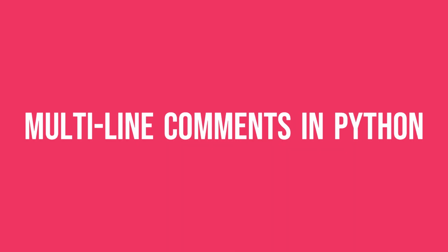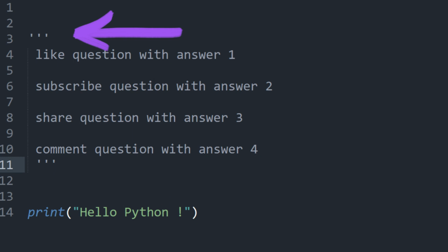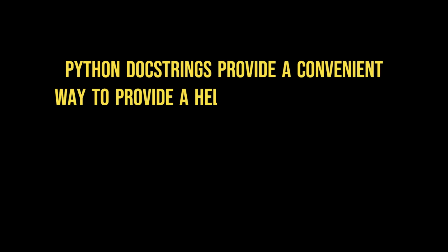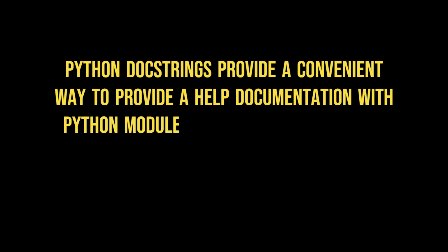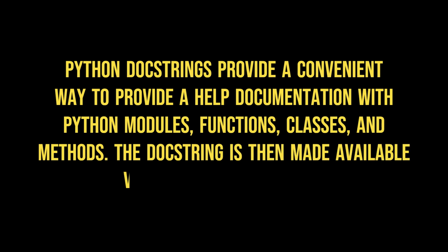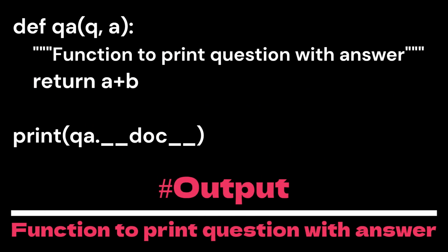Multi-line comments in Python. Python does not provide a direct way to comment multiple lines. You can comment multiple lines as shown below. The following triple quoted string is also ignored by the Python interpreter and can be used as a multi-line comment. Python docstring comments. Python docstrings provide a convenient way to provide help documentation with Python modules, functions, classes, and methods. The docstring is then made available via the __doc__ attribute. If you run this code, you will see this output.